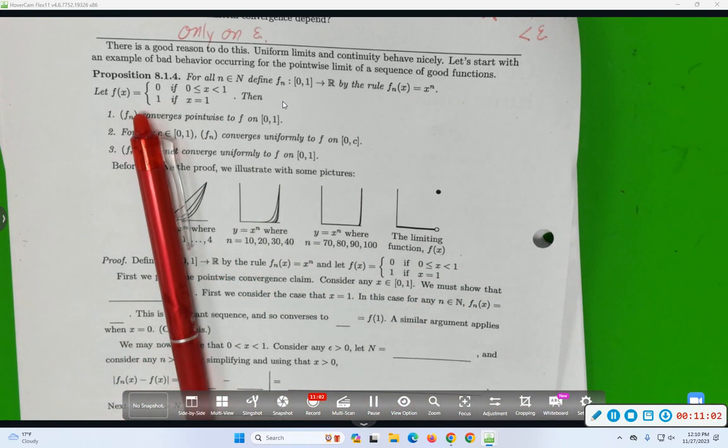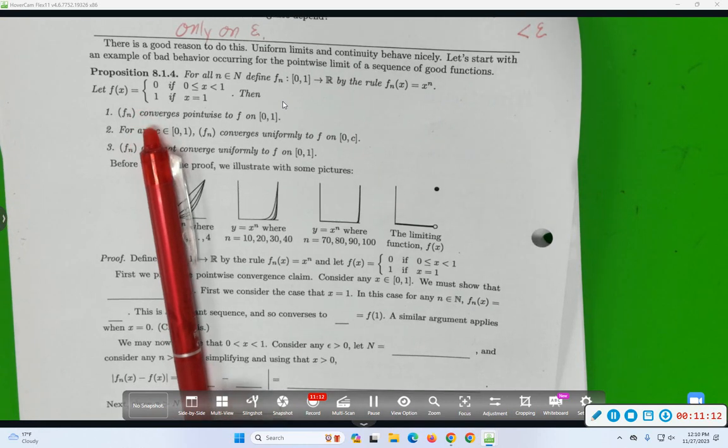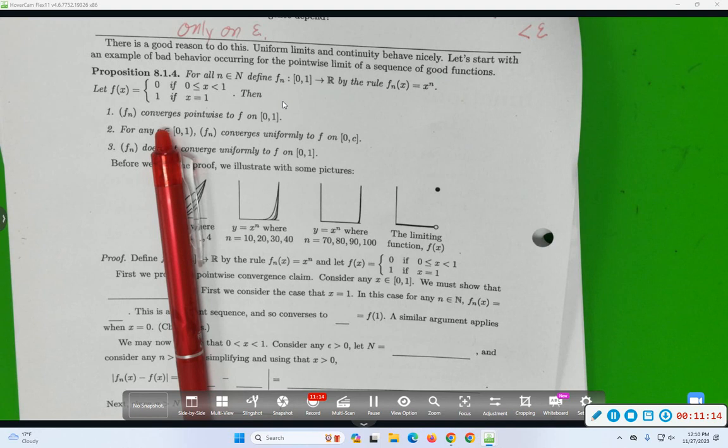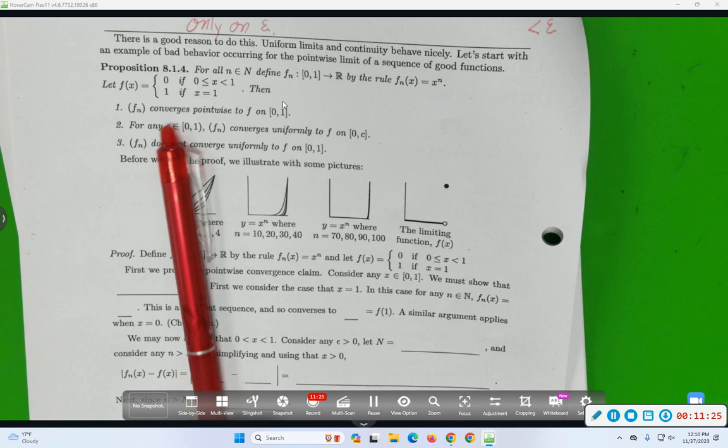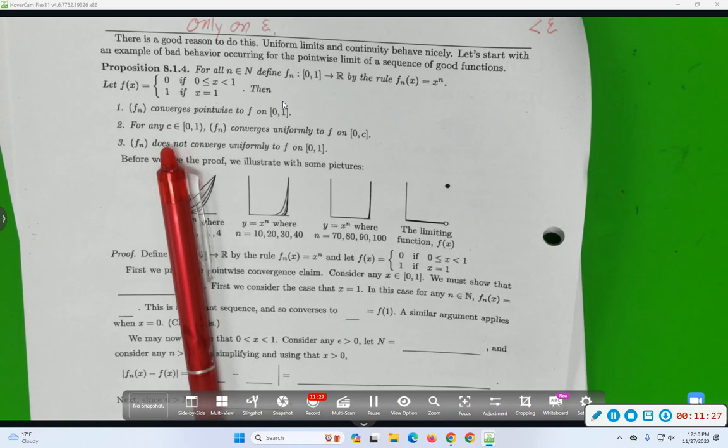Let's set f of x to be the function that is 0 when x is between 0 and 1, excluding 1, and is just 1 when x equals 1. I claim that the sequence of functions f sub n converges pointwise to this function f on the whole of the closed interval. If you take any c smaller than 1, then the convergence is uniform, at least between 0 and c.